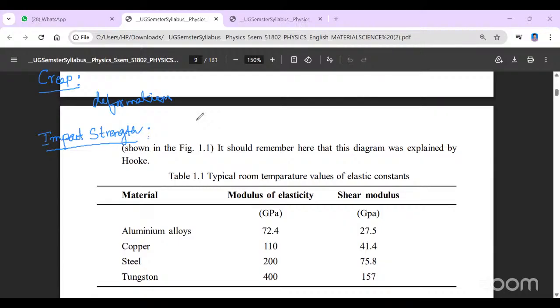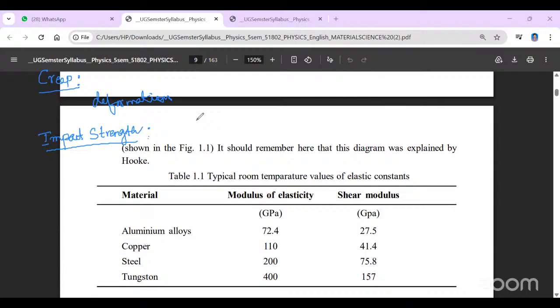This impact strength also depends upon the temperature of the material. Generally these materials in applications are used at higher temperatures. So this higher temperature will also impact the strength or toughness of the material.